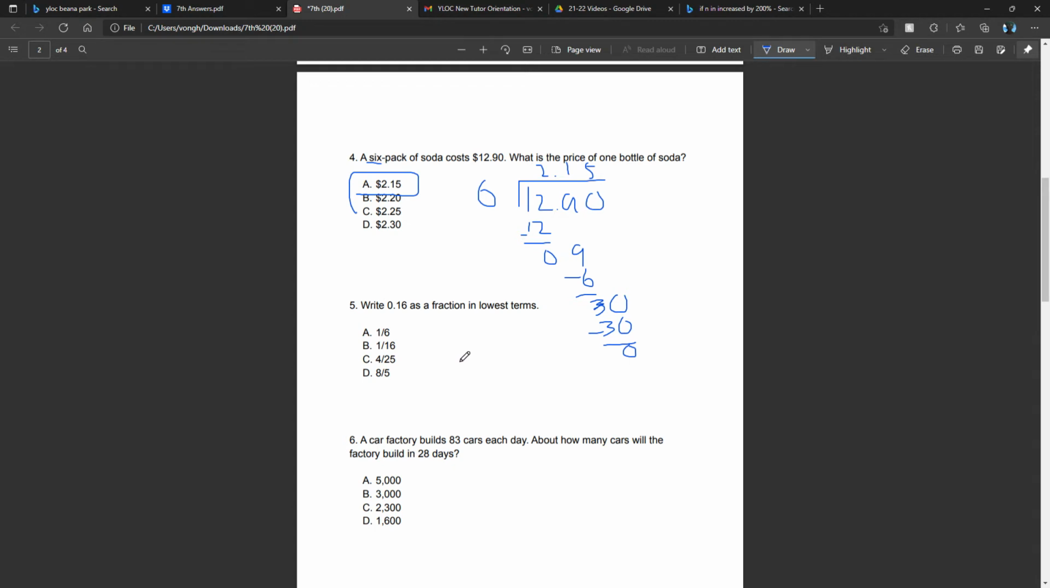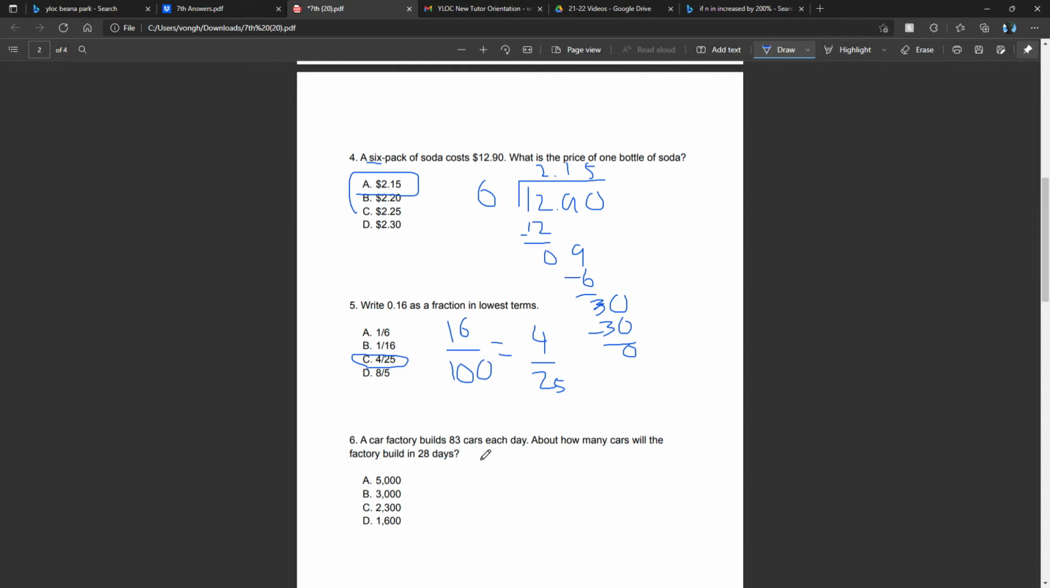And write 0.16 as a fraction in lowest terms. So you have 0.16, so since it's in the hundredths place, you just put it over 100. Then you simplify it. What is a common factor between them? I think the greatest one would be 4. 16 divided by 4 is 4. 100 divided by 4 is 25. So the answer is C.